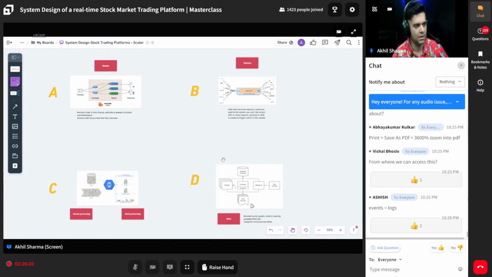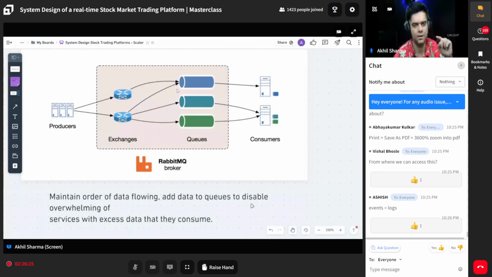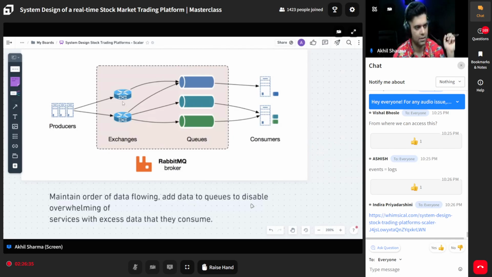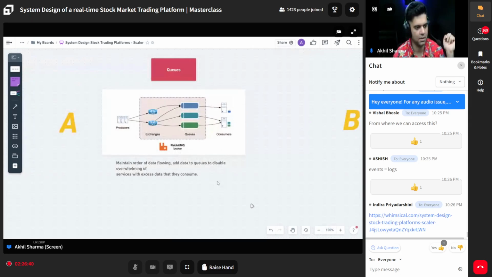So with queues, you don't have just one queue. Many people think, okay, I'll just use one queue, but that would be a system failure. No, there are multiple queues. They're all replicated, distributed systems. And you have producers, exchanges and consumers. Depending on which consumer wants to consume what, you will get that data. So that's a queue.